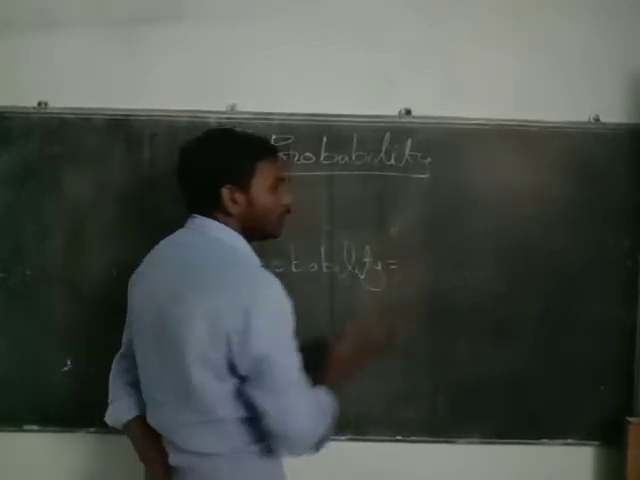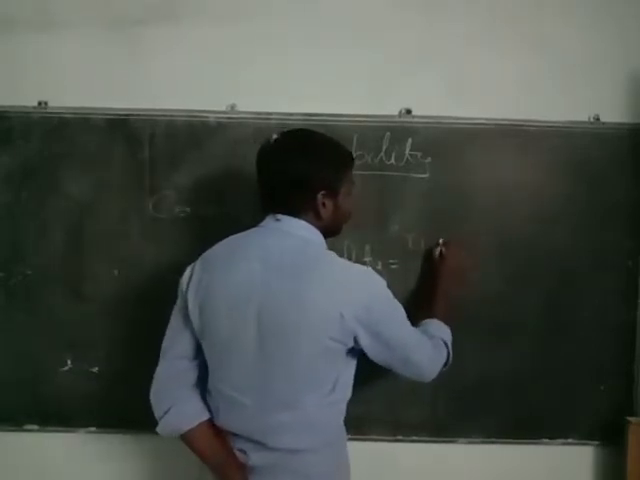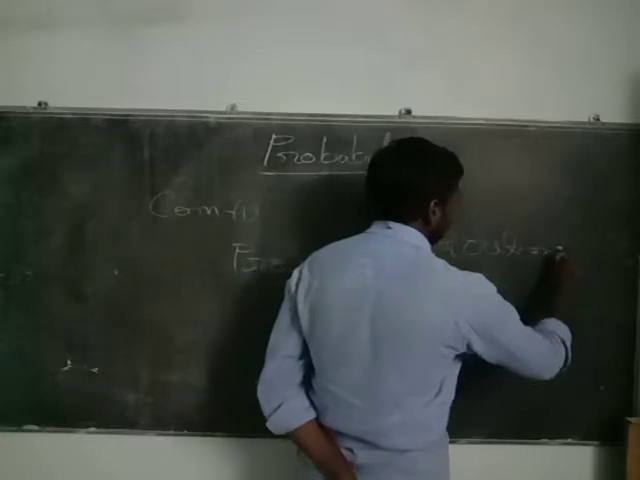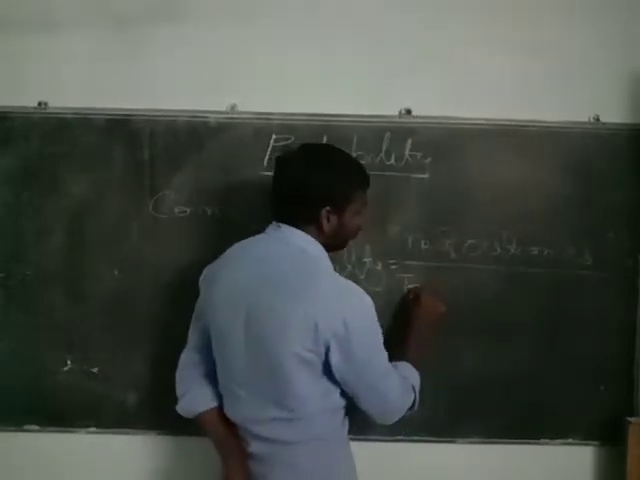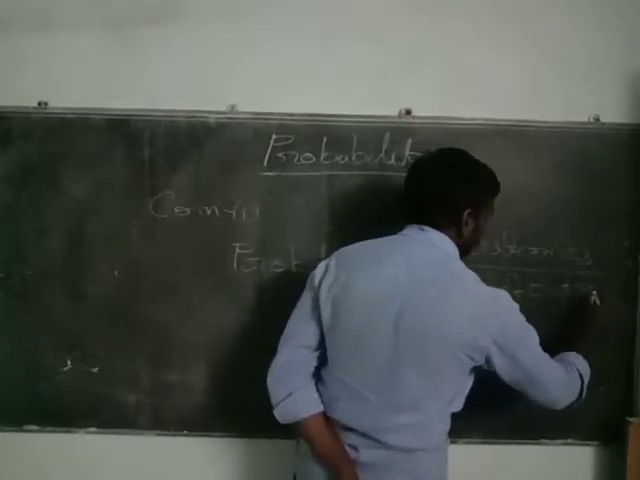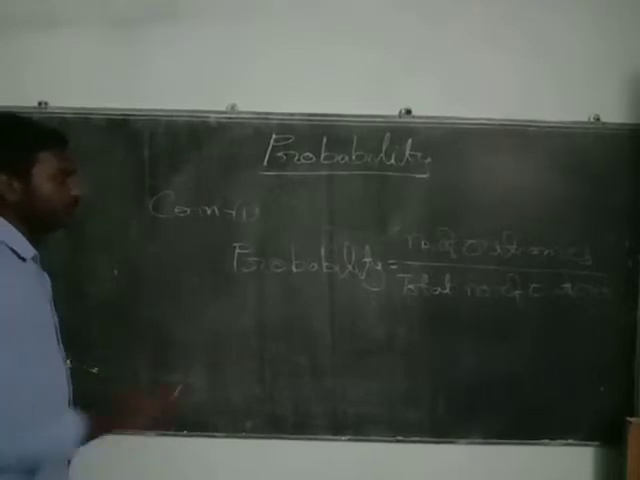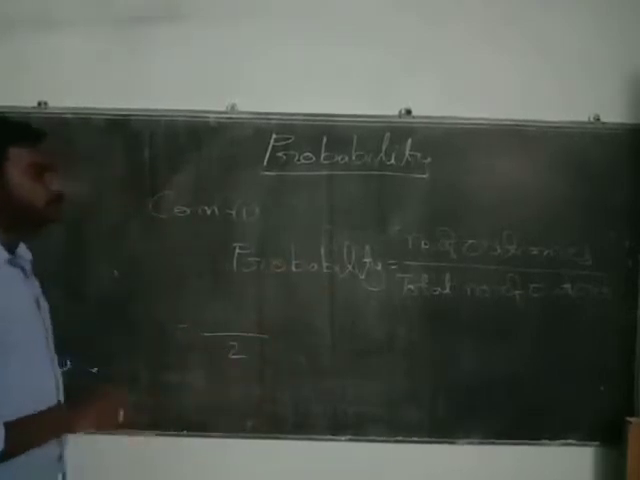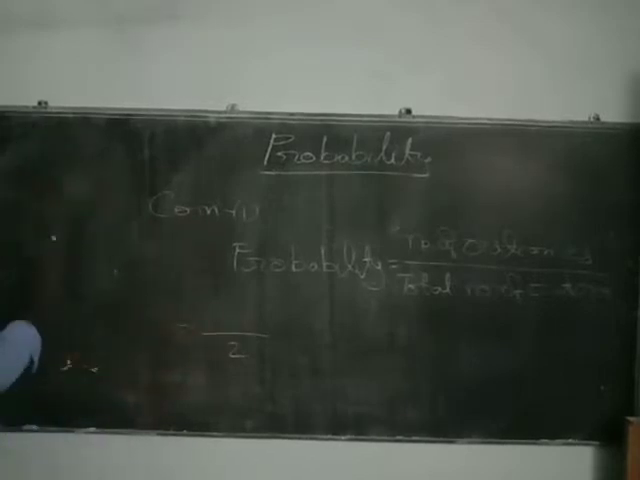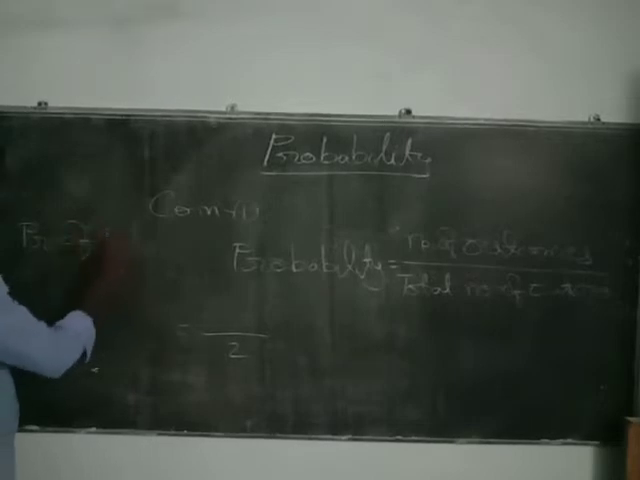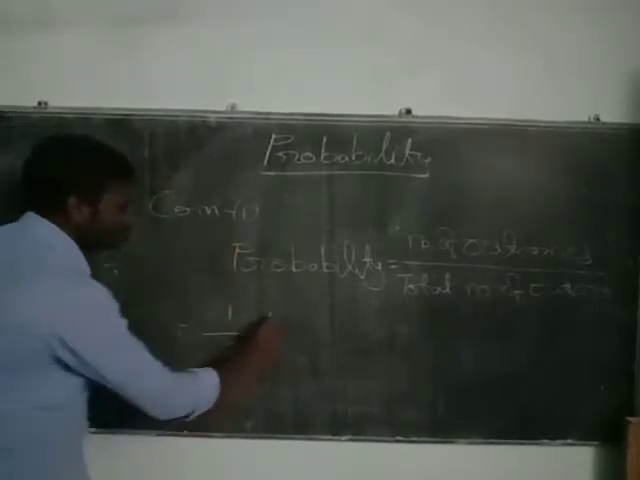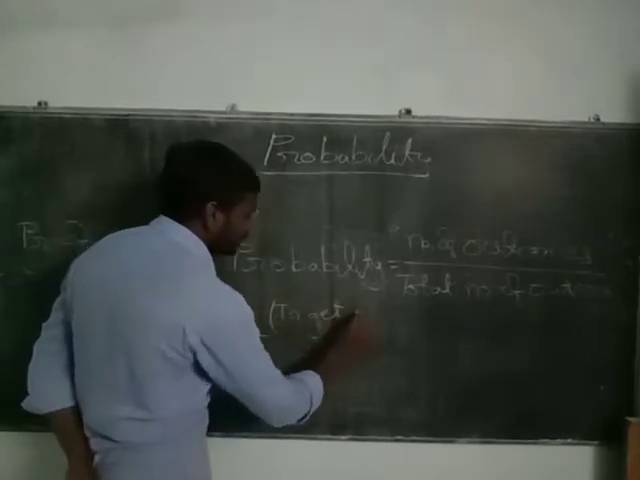Probability when tossed a coin is the number of outcomes divided by total number of outcomes. That means whenever I toss a coin, I will get a total of 2 outcomes. That can be either head or that can be tail. Now when I toss a coin, the question is asked, what is the probability of getting a head? I have only one coin, so the possible number of outcomes is 1 to get a head.